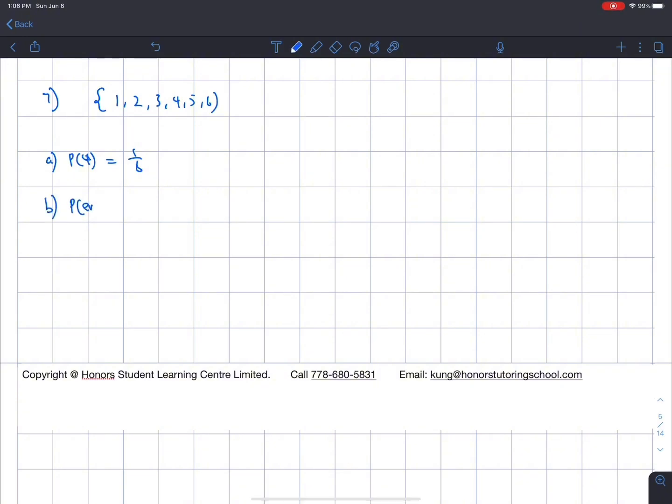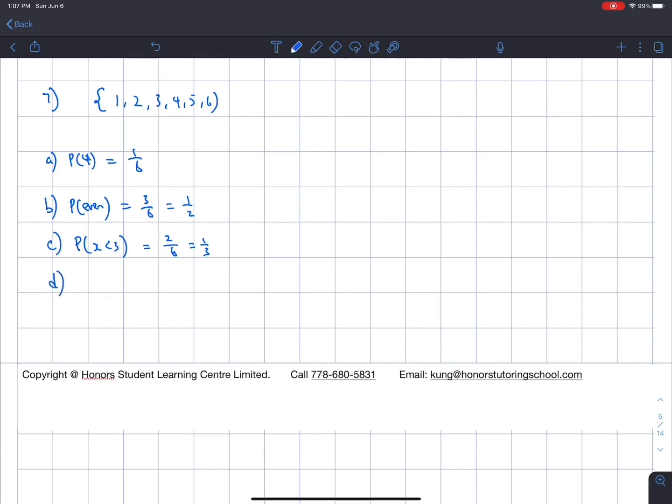Probability of an even number will just be 1 half, right? Because half of the numbers here are even. So it will be 3 out of 6, and then you simplify that to a half. Probability of a number less than 3. So 1 and 2 are less than 3. That's 2 out of 6, and we simplify to 1/3.